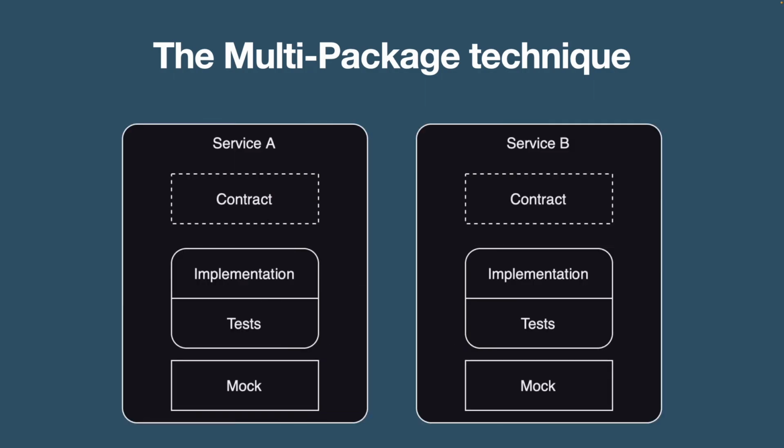With this approach, dependencies between components would look like the following. If service A needs to depend on service B, service A implementation would depend on service B contract, and service A tests would depend on service B mock. Taking this approach with all your components would allow you to completely isolate component implementations and avoid having unwanted code coupling.